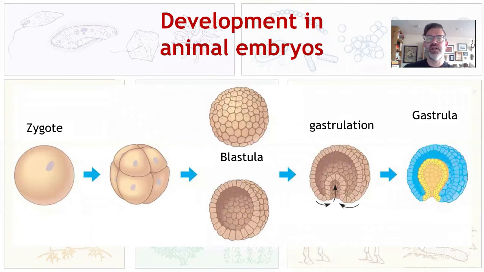Let's take a look at development in animals. All animals start off as a single diploid cell called a zygote, which is an egg cell that has been combined with a sperm cell. The cell divides and divides until it forms a hollow ball called a blastula. Then something important happens. A tube starts to form in the middle, as if someone stuck their finger into a soft ball of clay. This process is called gastrulation, which means formation of the gut. The embryonic stage where the gut is forming is called the gastrula.